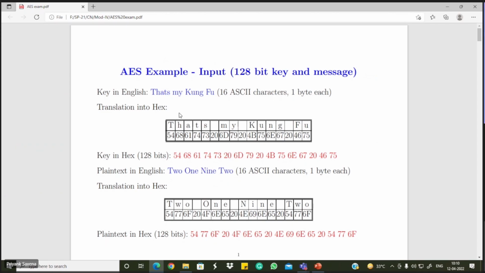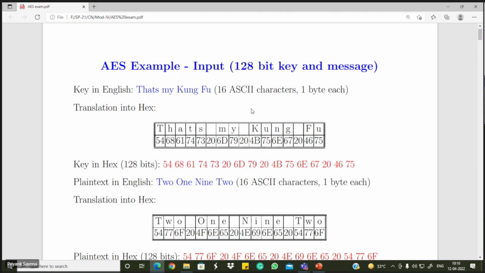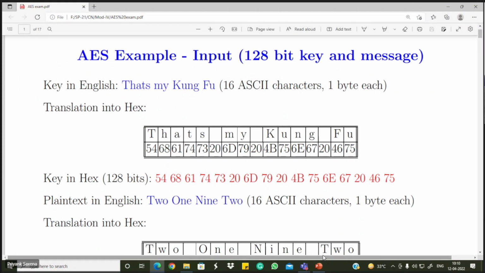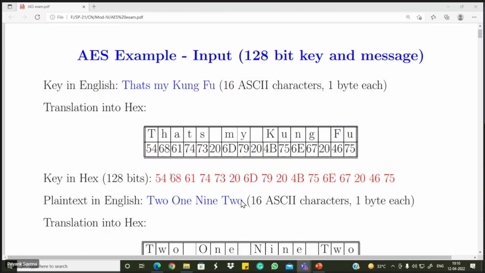Right. So this is my key. The key is of 128 bits. That's my Kung Fu, so ASCII characters we have written. First, we will see how the key is generated in each round. Okay, first we will see the key generation, then we will see how the different stages in each round perform. So the key we have translated into hex.